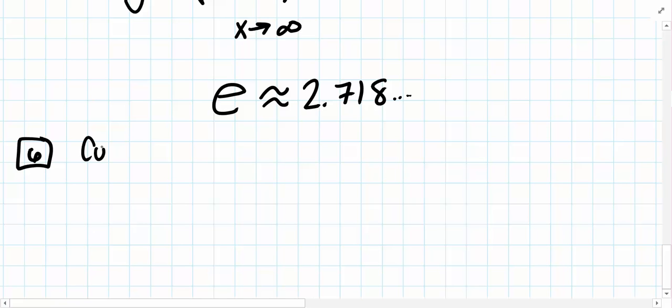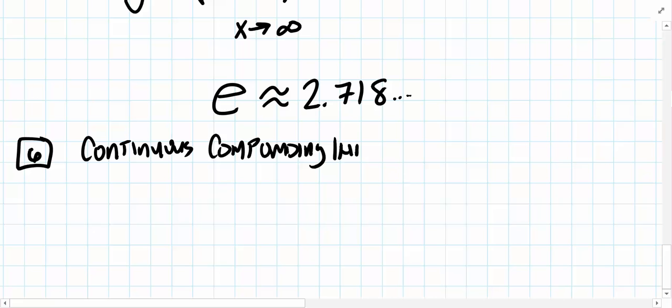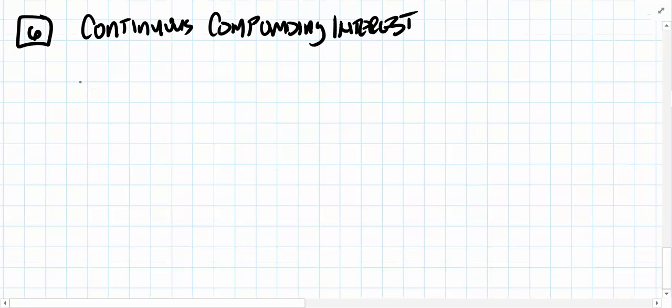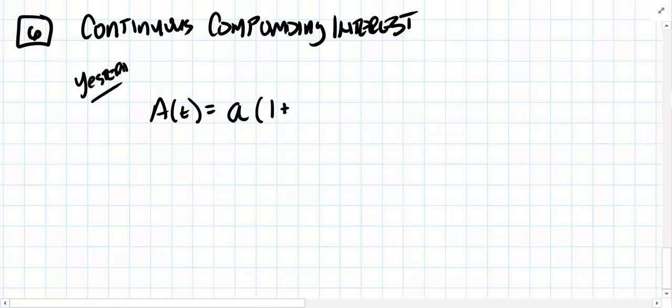Okay? So the last and final box here that we're going to talk about is something called continuous compound interest. All right? So we saw before, like yesterday, we had A of t equals A times 1 plus or minus r to the t. We saw that one for the interest? Okay, that is fine. You can use that formula for doing very simple interest or interest that is compounded annually. For continuously compounded interest, we have a different formula.